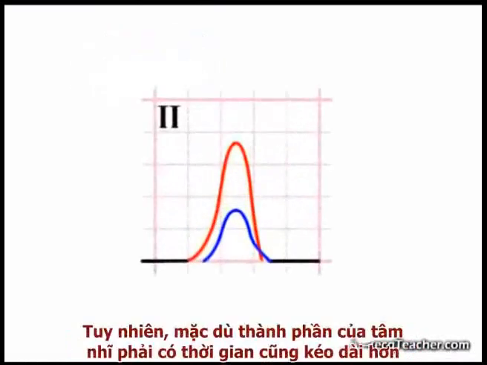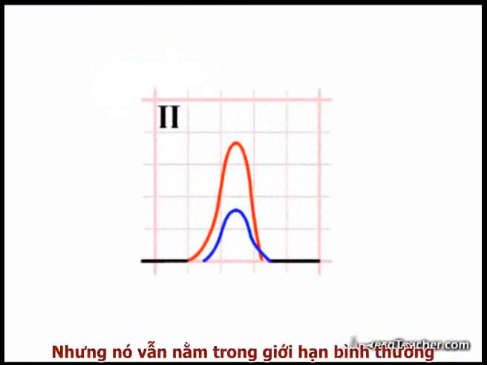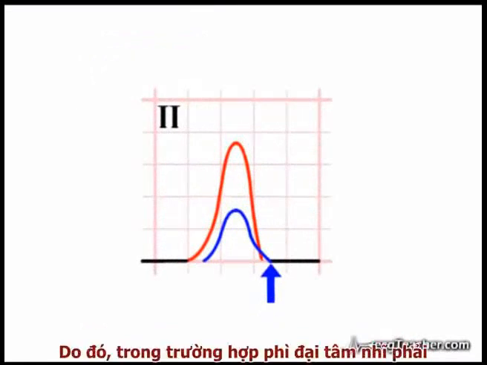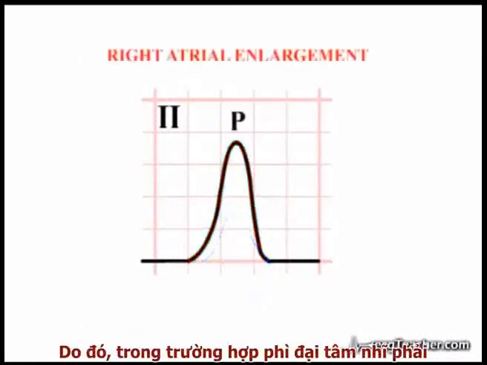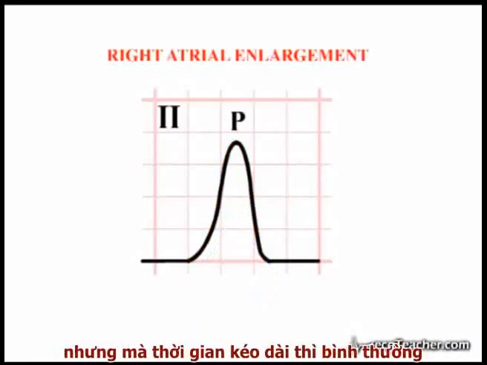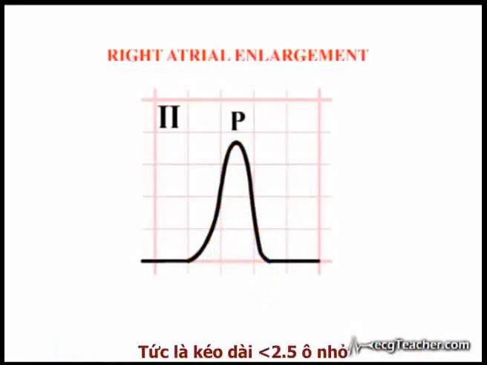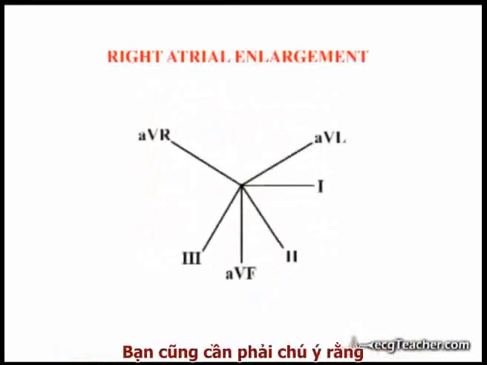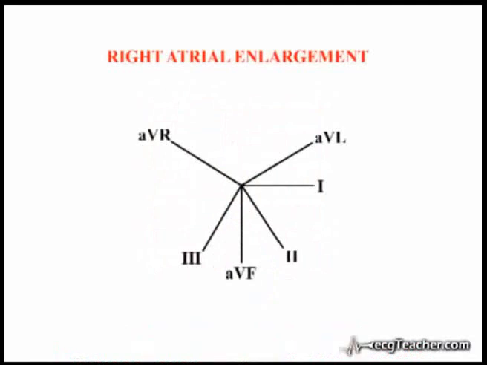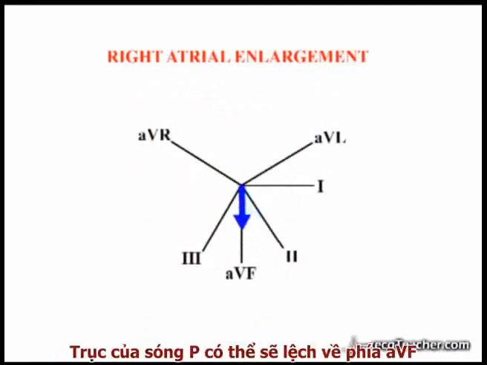However, even though the right atrial component is prolonged in duration, it still falls within the limit of normality defined by the end of the left atrial component. Therefore, in right atrial enlargement, the recorded P wave is increased in amplitude, but is of normal duration. That is, less than 2.5 small squares in width. You will also appreciate that as the right atrium enlarges downwards and towards the right, the P wave axis may shift towards AVF.